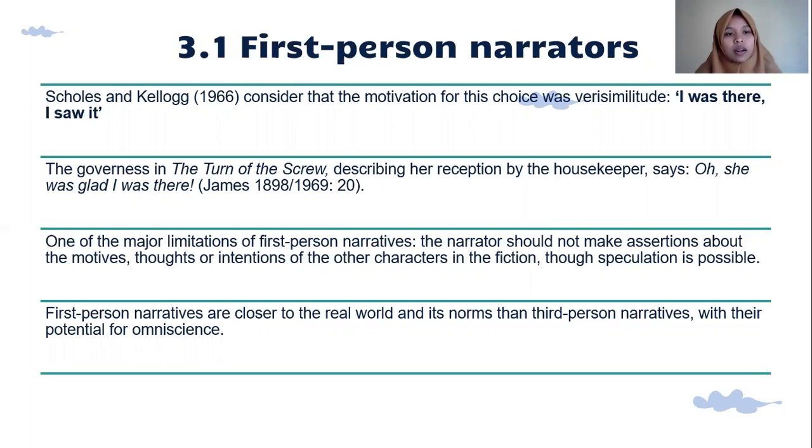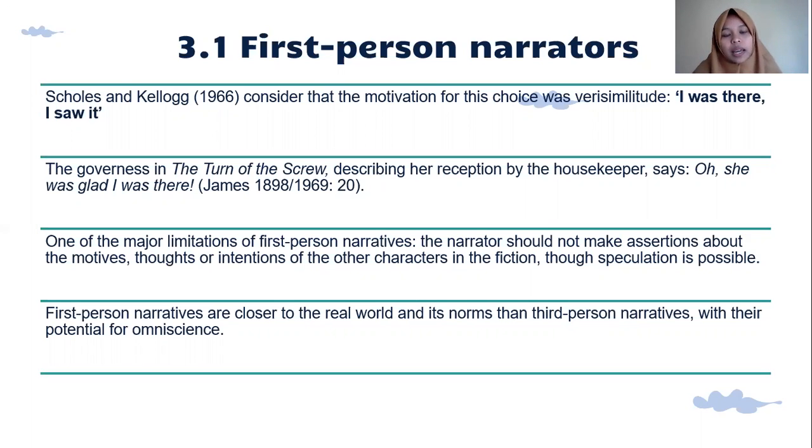The example is the governess in The Turn of the Screw describing her reception by the housekeeper, who says, "Oh, she was glad I was there." This sentence can be identified as first person narration. Speculation exists, but it is a limitation of first person narratives that the narrator should not make assertions about the motives, thoughts, or intentions of other characters in the fiction, though speculation is possible. So the governess only mentions she was glad I was there. It is the voice of the first person narrative.